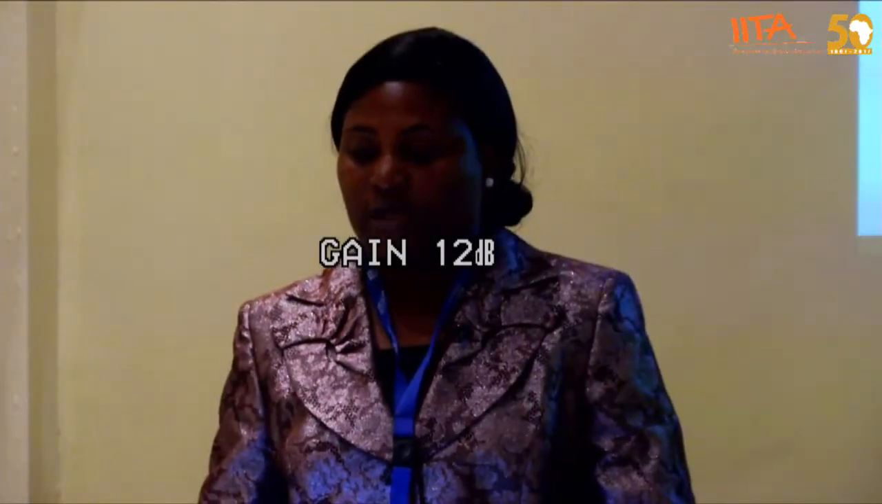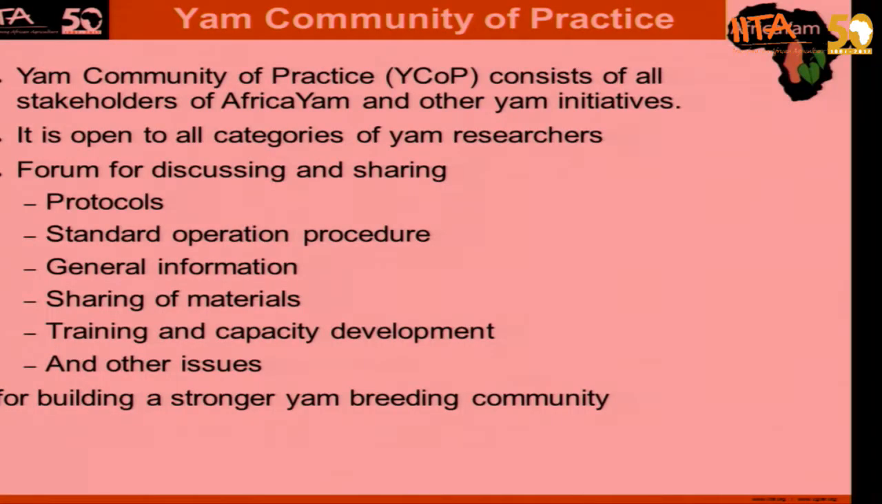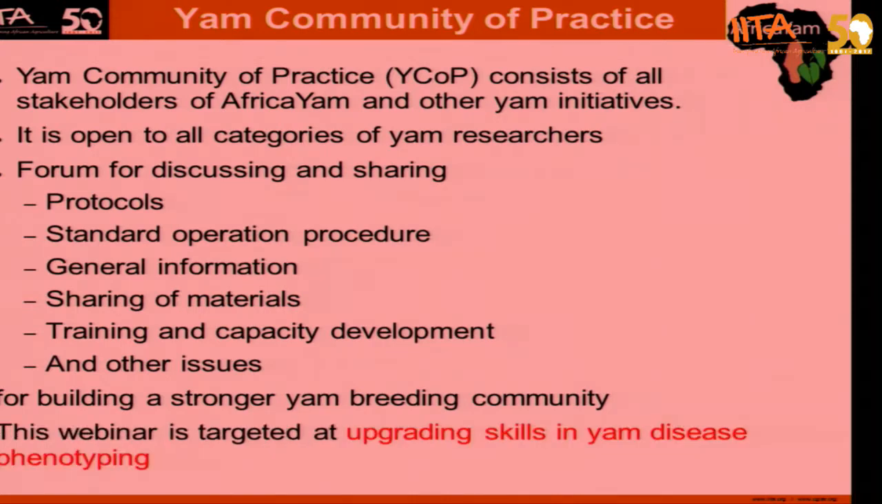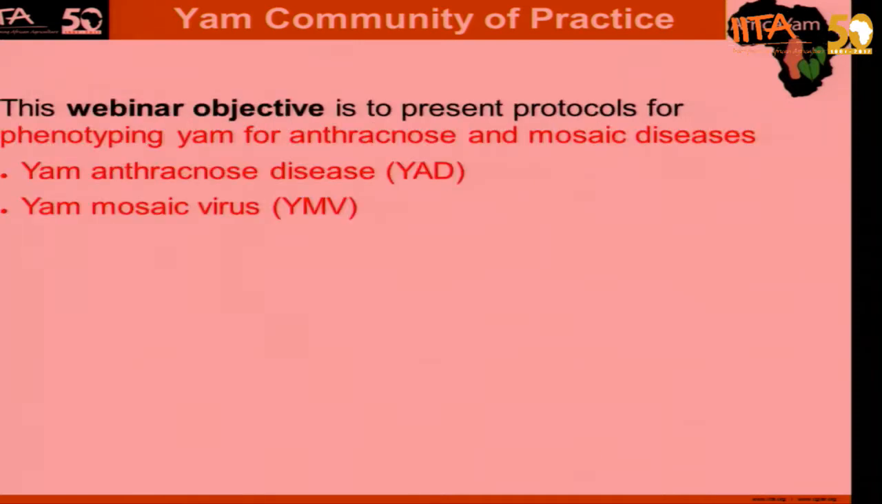So who are the members of the yam community of practice? It consists of all stakeholders in the Africa Yam Project and other yam initiatives. It is open to all categories of researchers working on yam, and is a forum for discussing and sharing protocols, standard operating procedures, and general information. We share materials, and we train and carry out capacity development and other issues, for the whole purpose of building a stronger yam breeding community.